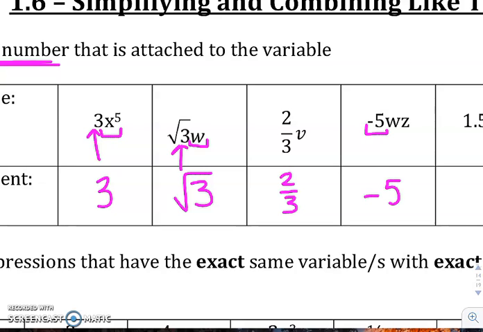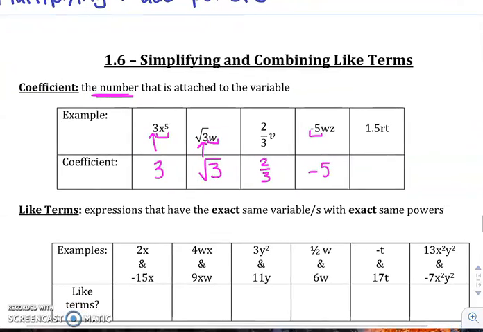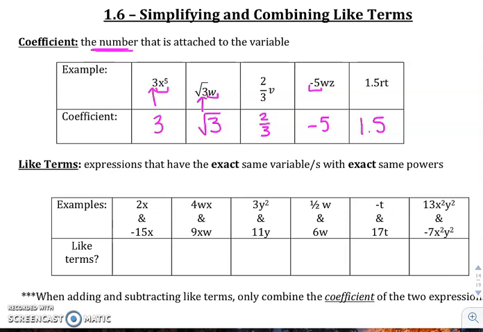The coefficient is literally just the number in the front that's attached to however many variables you might have. So 1.5 RT, the coefficient would be 1.5. Two terms are like terms if they have the exact same variables and the exact same powers. So the variables and powers have to match.